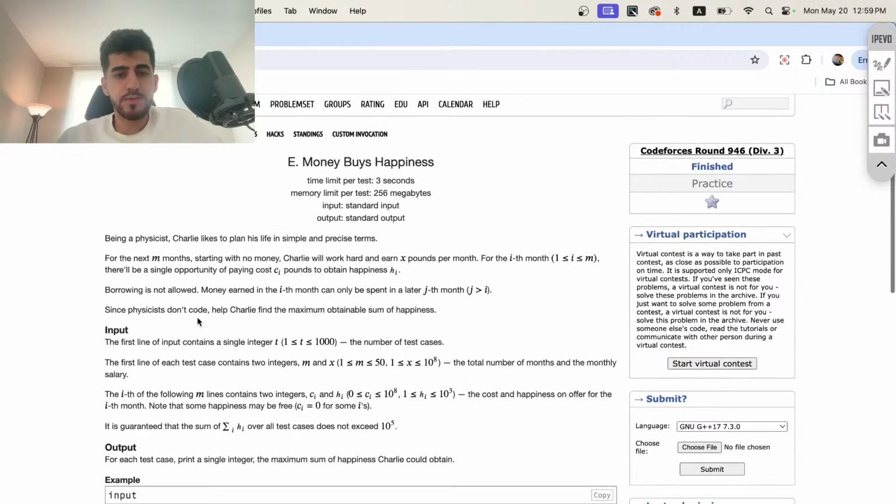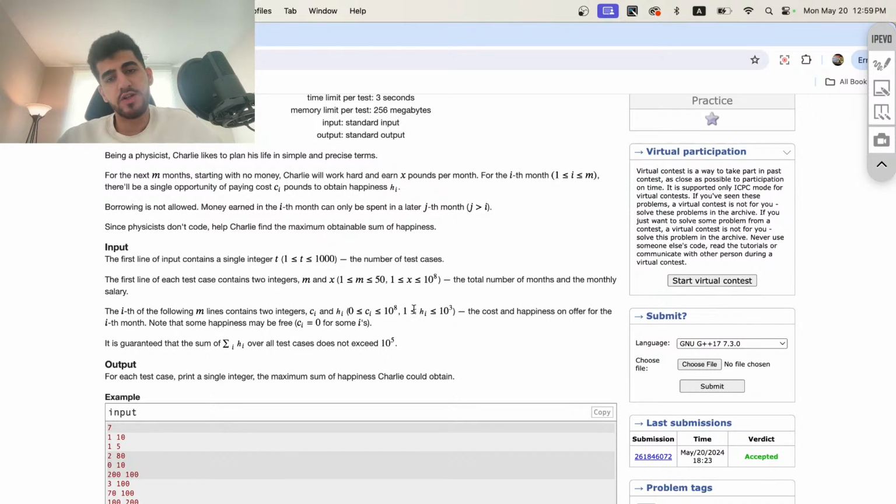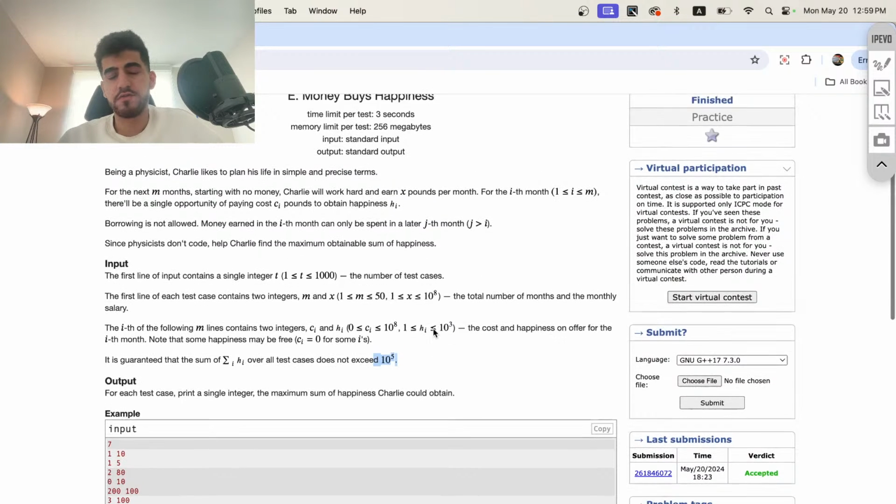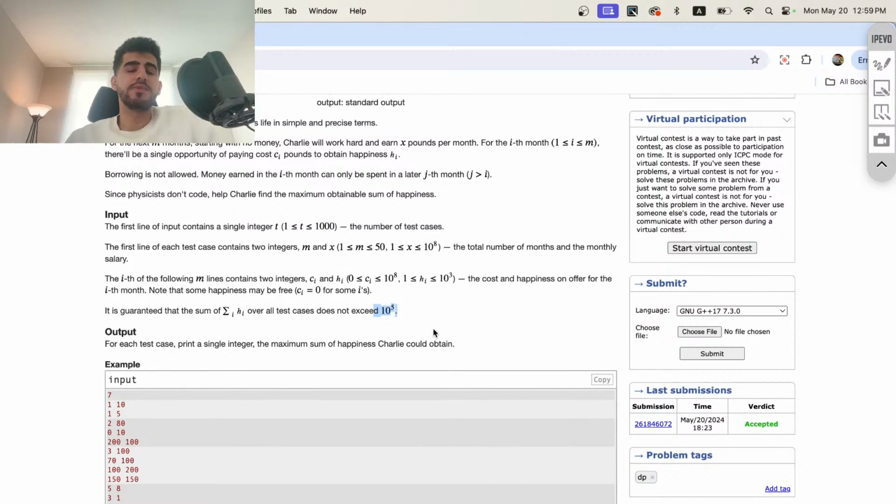For this problem I use dp. Well, we know that h of i is at most 10 to the power of 3, and the sum of them is at most 10 to the power of 5. So we can have some dp. dp of i can be, if my happiness is i, what is the minimum cost that I can have? I mean, what is the maximum money that can remain for me?